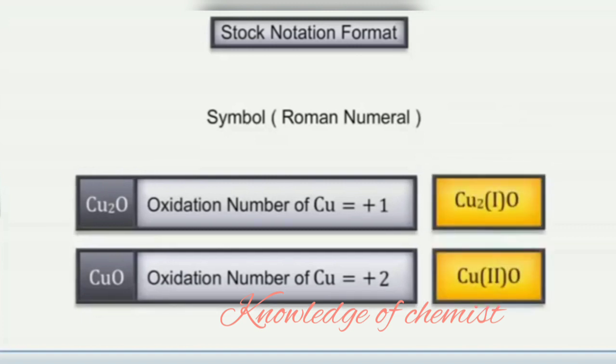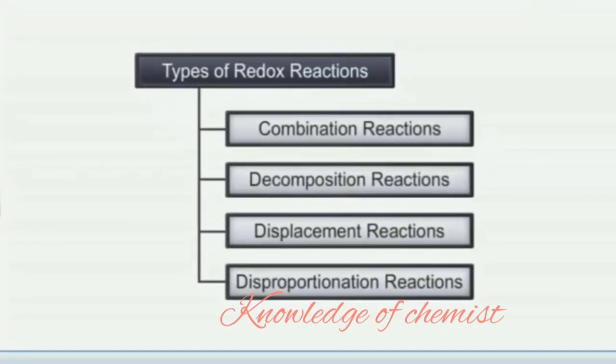Based on the name of reaction, redox reactions are divided into four types. These are combination reaction, decomposition reaction, displacement reaction, and disproportionation reaction. Now look at each type of reaction.